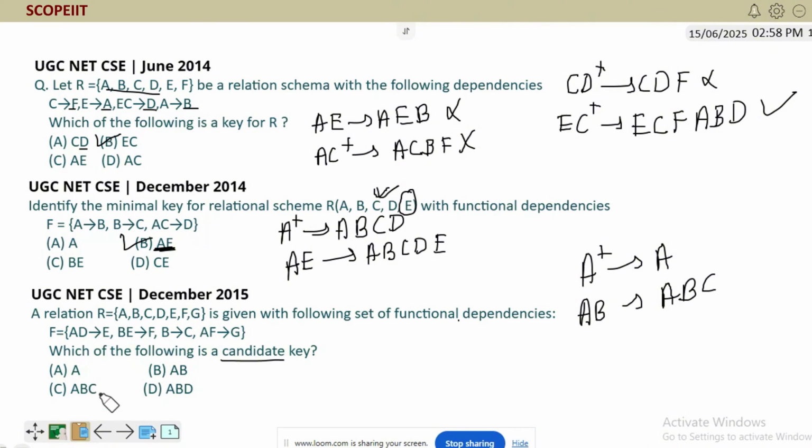Now let us check for option C, ABC. Let us find the closure of ABC. If we find the closure of ABC, first of all, we will get ABC. From B, we will get C, but C is already there. We don't have E to get, we don't have D to do this one, we don't have F to do this. So this is also not the answer. Now let us check for the last one, ABD. If we find the closure of ABD, first of all, we'll get ABD itself. Then we have AD. So from AD, we will get E also.